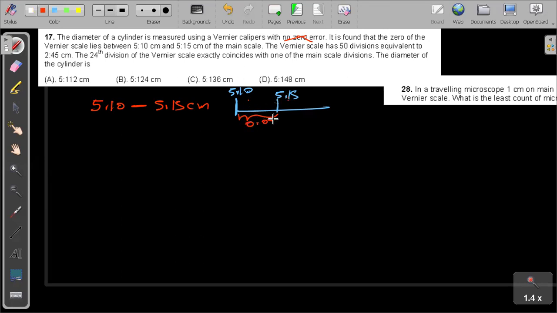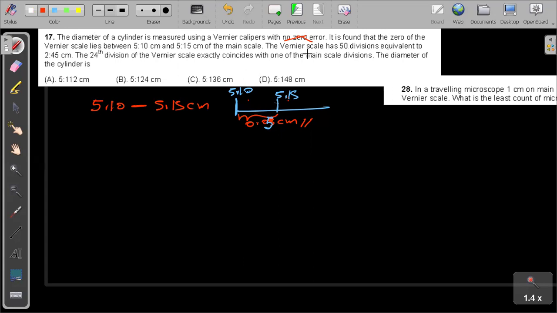0.05 centimeter is the least count. In terms of centimeter, 0.05 centimeter is the least count. It is very understandable. You have to find it. It's not directly given, like the normal 1 millimeter or 0.5 millimeter. Nothing is directly given. You have to find that. After you found it, the rest of the things will be kind of easy.